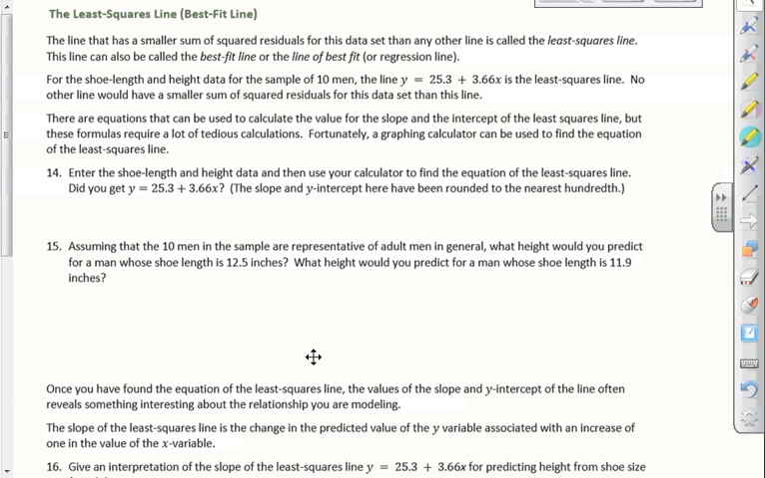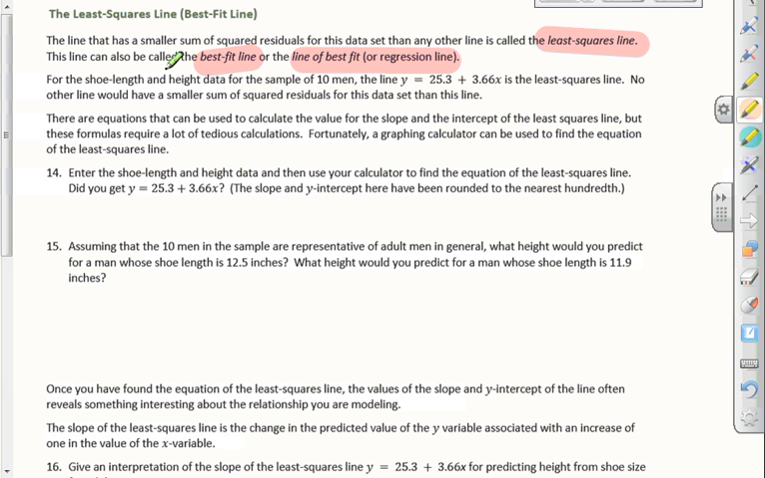And we're going to continue on to the last page in this lesson. So the line that has the smaller sum of squared residuals for the data set more than any other line is called the least squares line. And this line is also called a best fit line or line of best fit. And this is what the calculator is finding. The calculator is finding you the least squares line when it does that operation, when you hit those buttons.